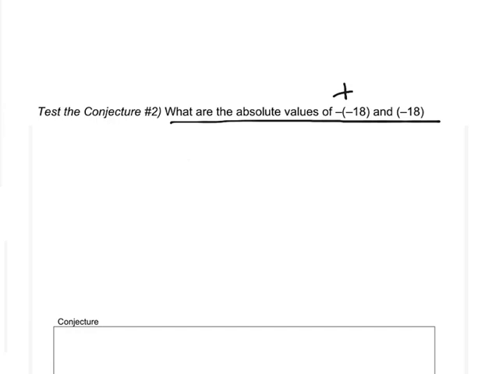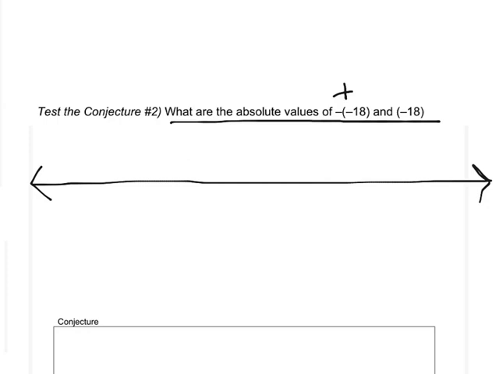+18. Okay, so now I'm going to draw my number line, and I'm going to put +18 on the number line and -18 on the number line to find out the absolute value of +18 and the absolute value of -18. So I'm going to draw a long number line because I know I need to get up to 18 on either side. I'm going to draw my 0 in the middle. And now I'm going to start with my hash marks.